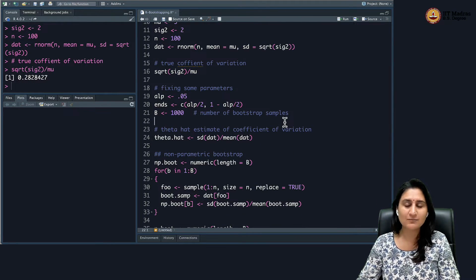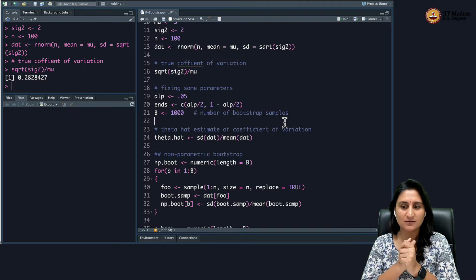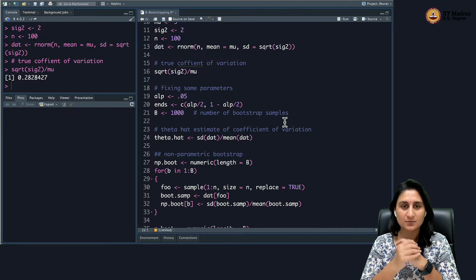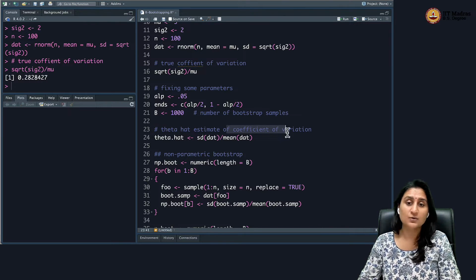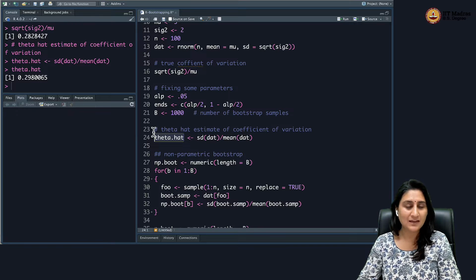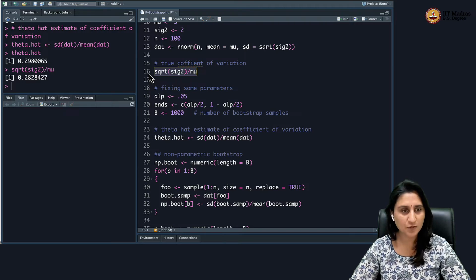Now I actually assume I don't have access to the truth, and I'm using the data to estimate the various parameters without knowing what the actual underlying truth is. So theta hat, the estimate of the coefficient of variation, is the sample standard deviation, SD hat, divided by the sample mean of the data. What is the estimate of theta hat? That is 0.298, and that looks very similar to 0.28, so we're pretty good, right?